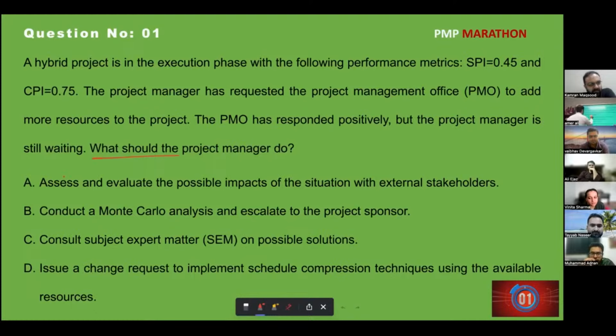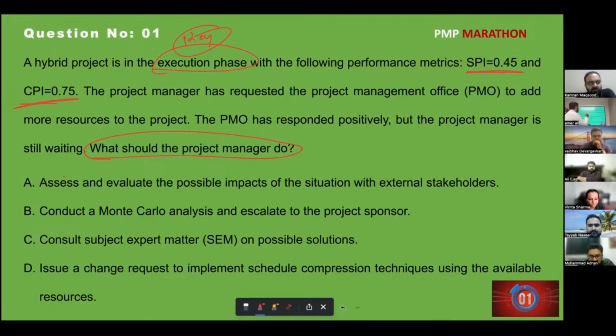What should the project manager do? A hybrid project is in the execution phase. So we identify the keyword, it's in the execution phase. With the following metrics, SPI is 0.4, CPI is 0.75. SPI 0.4 means that the schedule is very bad. CPI 0.75 means the cost is very bad. So everything is bad in the project.